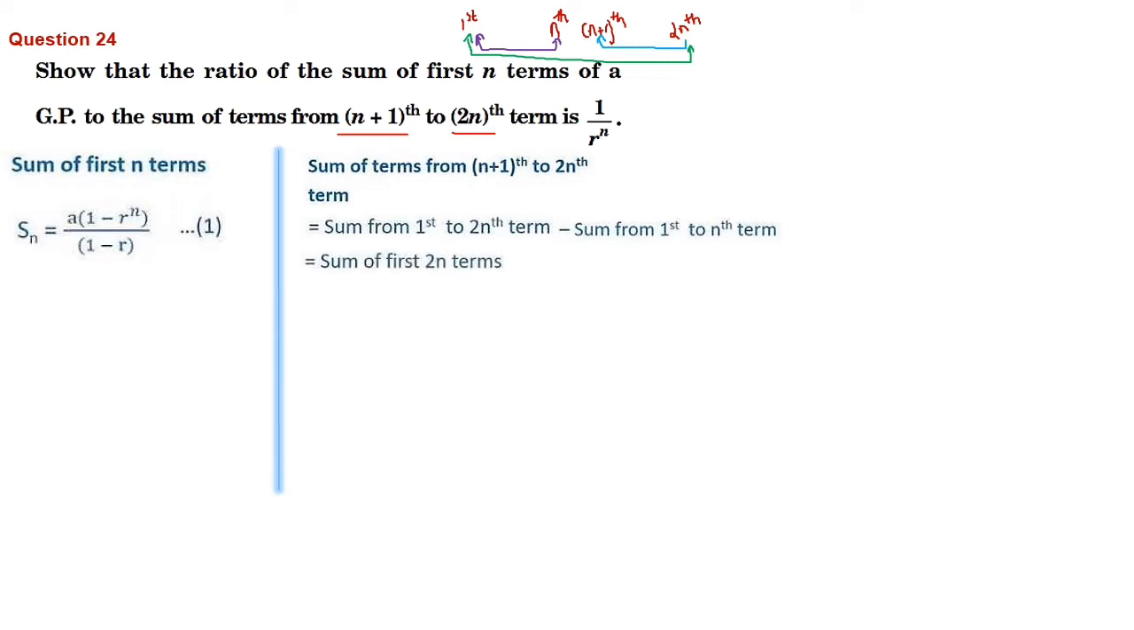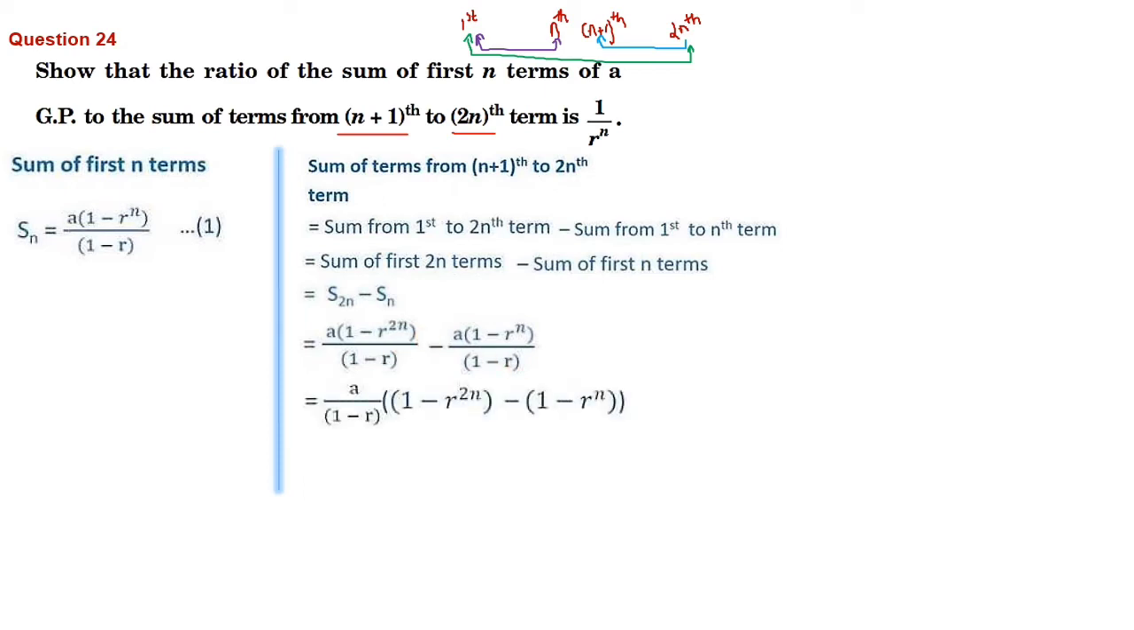Then the sum of the first 2n terms minus the sum of the first n terms: S2n minus Sn. Here in the formula, just replace n with 2n. So a into 1 minus r power 2n by 1 minus r, minus a into 1 minus r power n by 1 minus r. Sn and S2n we have substituted. Then a by 1 minus r is common in both. We take a by 1 minus r common, then 1 minus r power 2n minus 1 minus r power n.